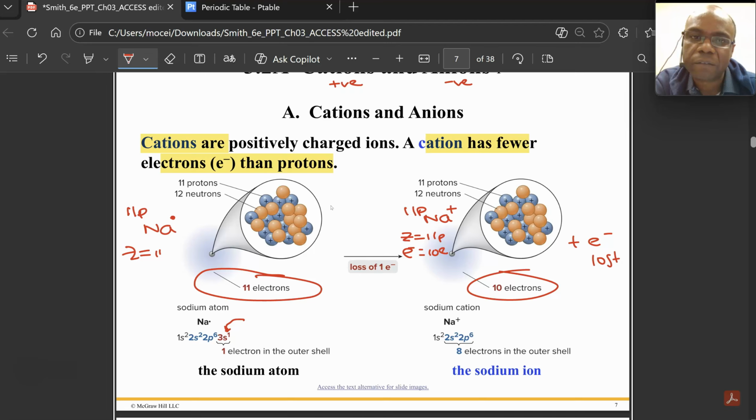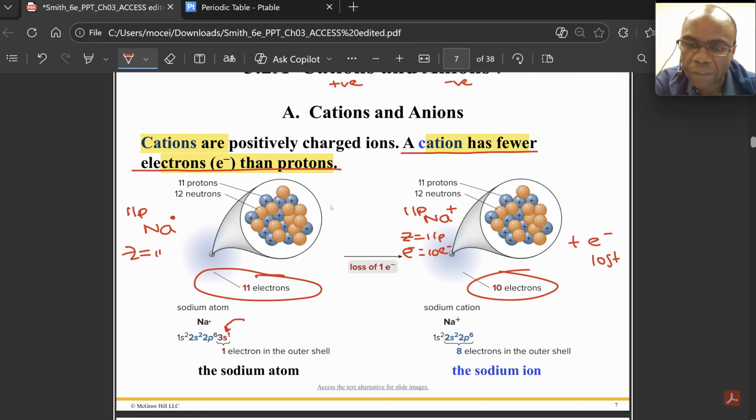So we expect that cations will have fewer electrons than protons, but it will be the opposite for anions. Anions will have more electrons than protons, which is why they are negatively charged. They have more negatives than positives. For cations, they will have more positives than negatives, the electrons.